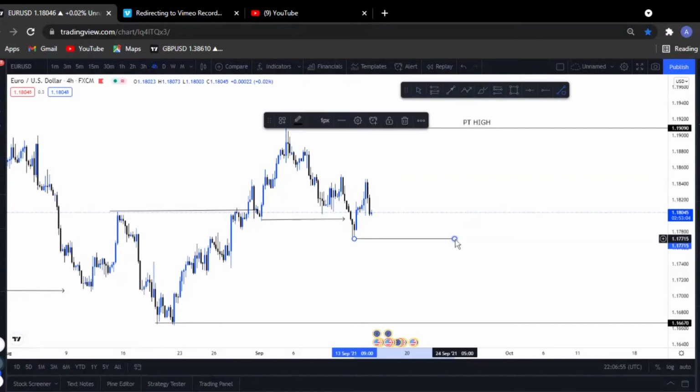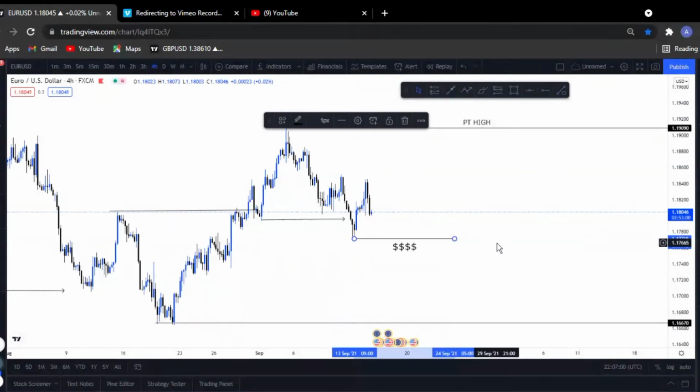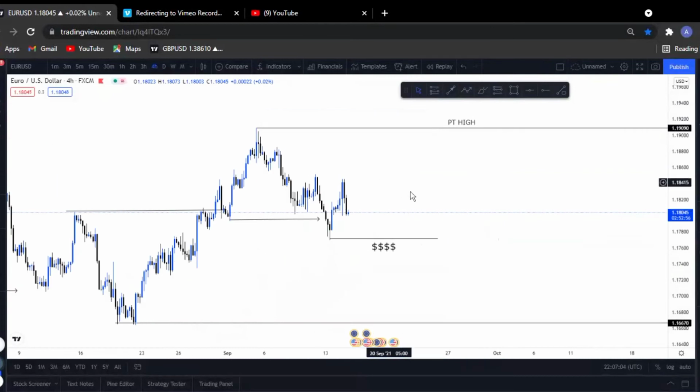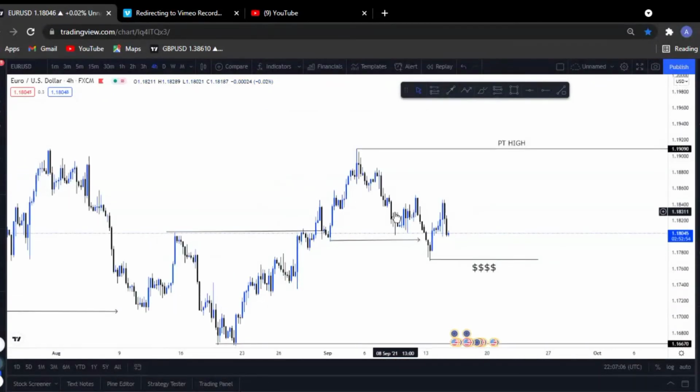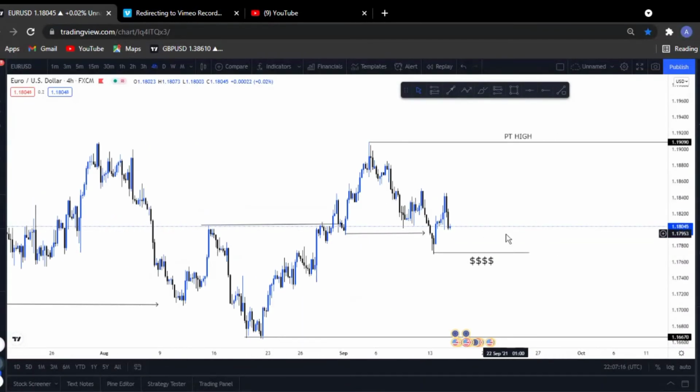And this here is my liquidity low. What is liquidity? Liquidity is obvious. It's money in an obvious way. It's just money. So the market moves because of liquidity. This is how the market moves. It creates and takes liquidity because money rests above every swing high in the market and every swing low.